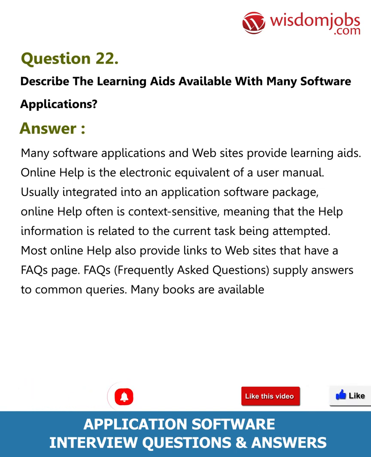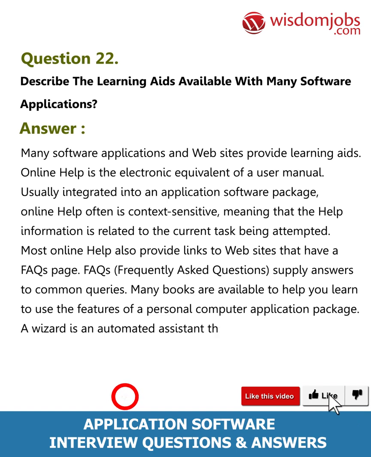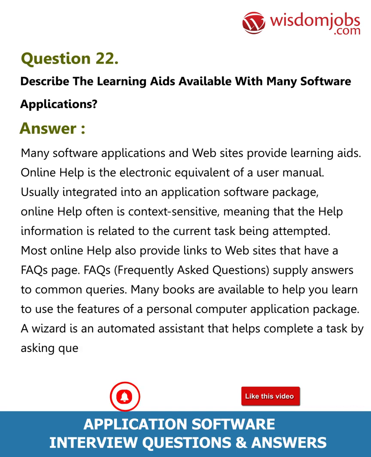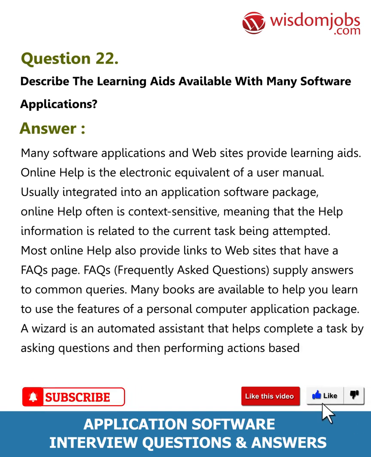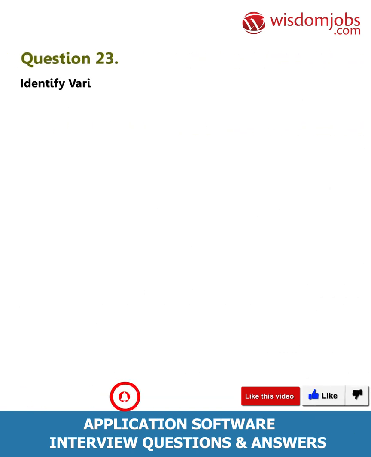Many books are available to help you learn to use the features of a personal computer application package. A wizard is an automated assistant that helps complete a task by asking questions and then performing actions based on the answers. Question 23. Identify various products available as web applications.